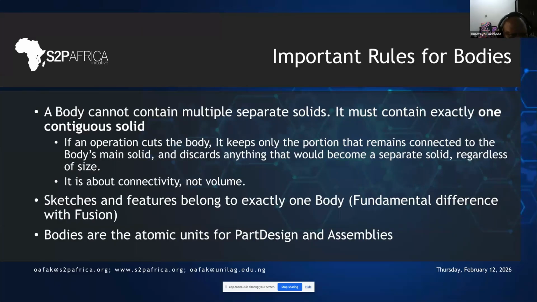Important rules for bodies. A body cannot contain multiple separate solids. It must contain exactly one contiguous solid. That cannot be overemphasized. If an operation in the part design workbench cuts the body into two, one of them will be thrown away. The portion that remains connected to the main body is kept, and it discards anything that will become a separate solid, regardless of size. It is about connectivity. If you are connected to the big thing, you are retained. If you are not, then you are destroyed.